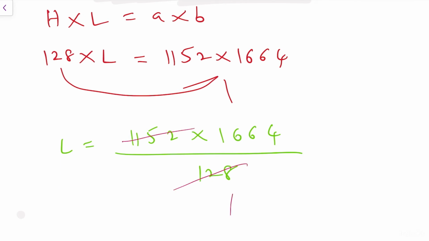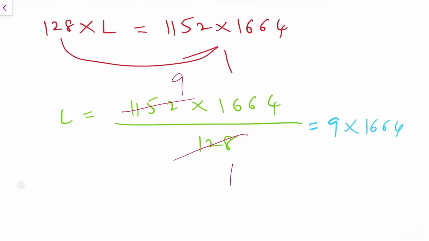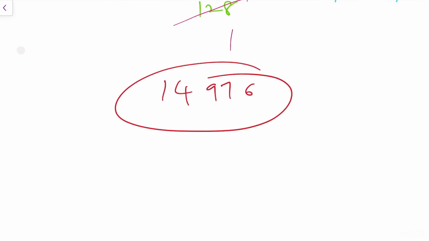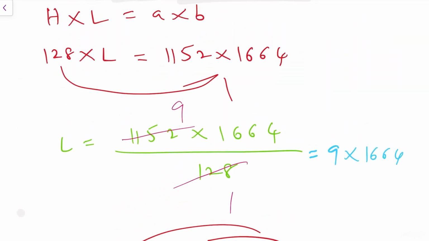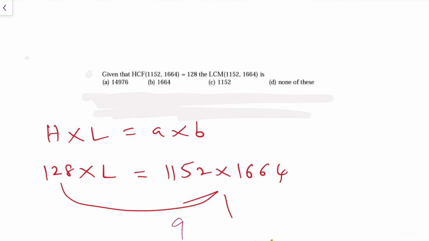128 ones are 128, 128 nines are 1152. So our LCM will be 9 times 1664. That will be equal to 14,000... a very big number... 14,976. So the LCM of the given two numbers is 14,976. That is option A.